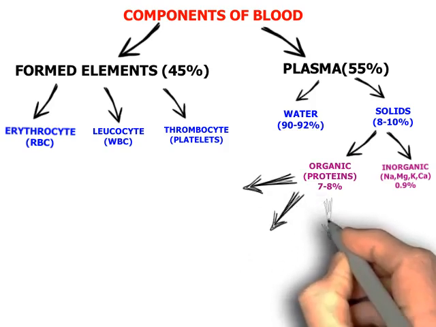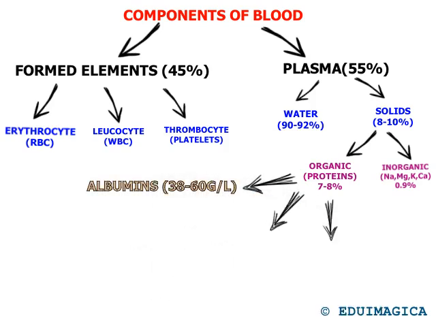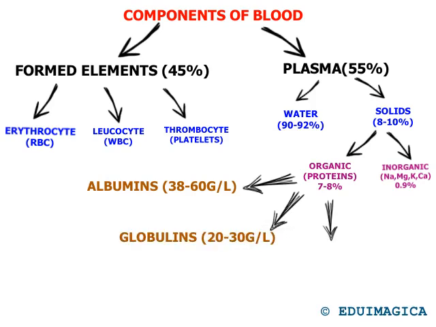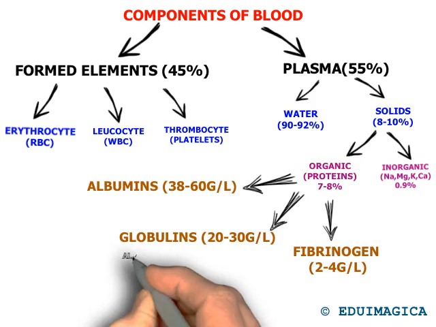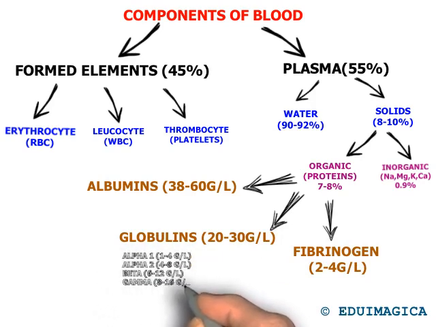The organic part is composed of three parts. We have the albumin, the globulins, and the fibrinogen. Albumins are about 38 to 60 grams per liter, globulins about 20 to 30 grams per liter, and fibrinogen is about 2 to 4 grams per liter. The globulins include alpha 1, alpha 2, beta, and gamma.